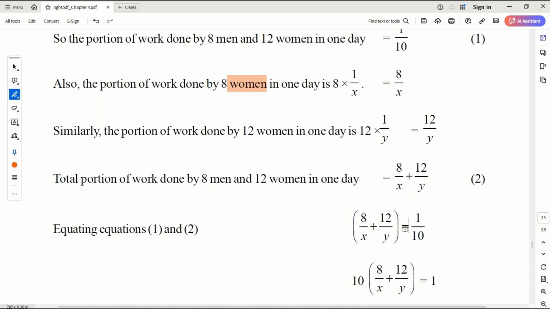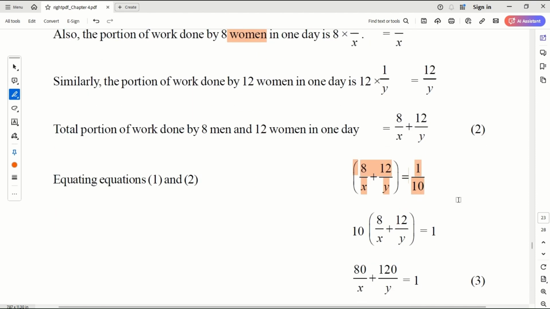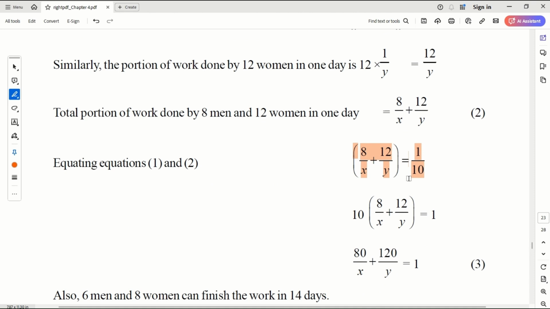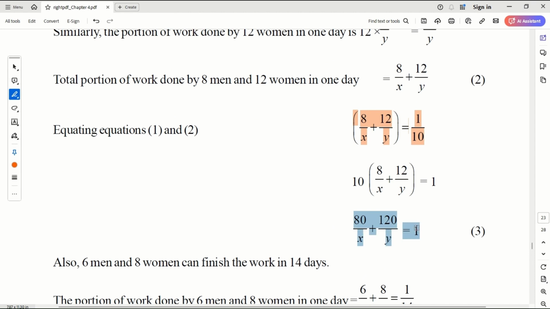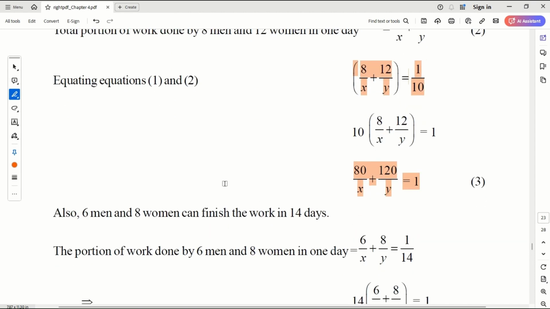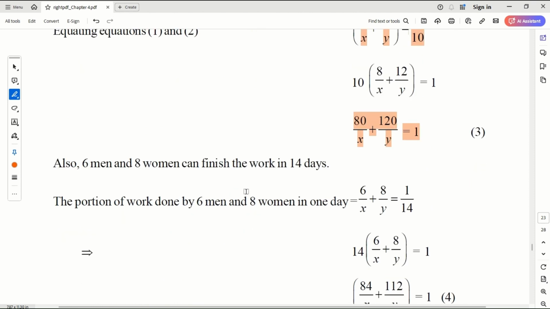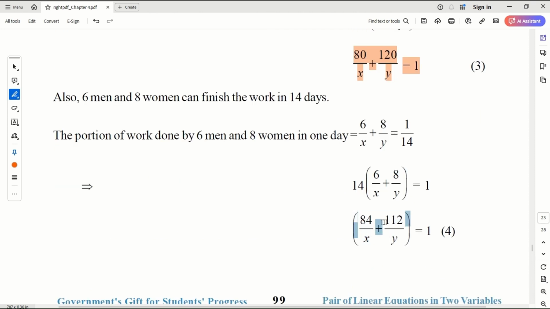This is your equation, right? You can take 10 to the other side and leave it. So this is the final equation which you got. Now also, 6 men and 8 women can finish the work in 14 days. So that is 6 by x plus 8 by y equal to 1 by 14. You again simplify. This is the equation you will get. So these are actually your two equations, correct?